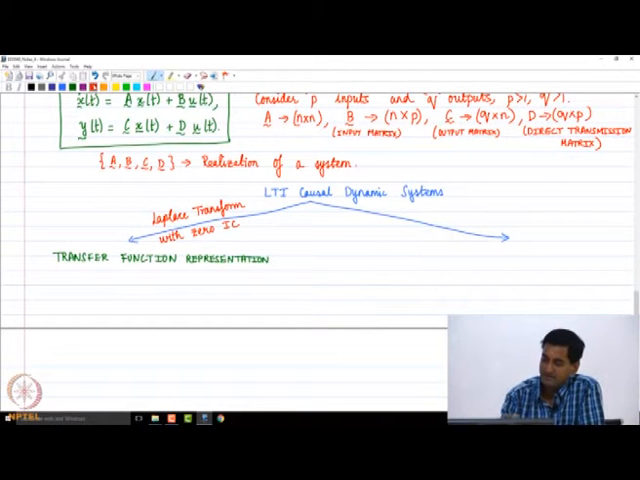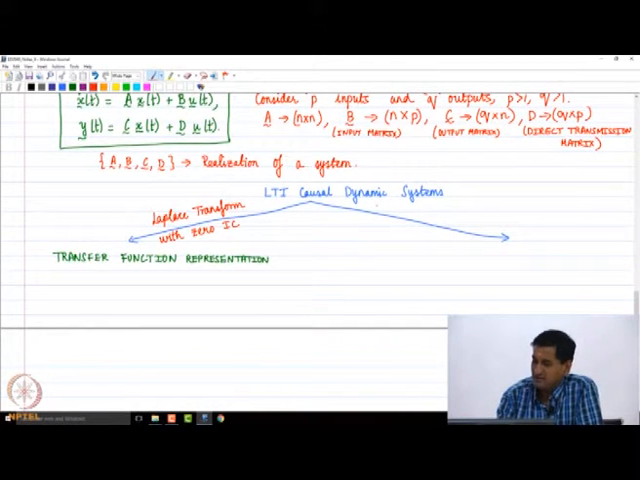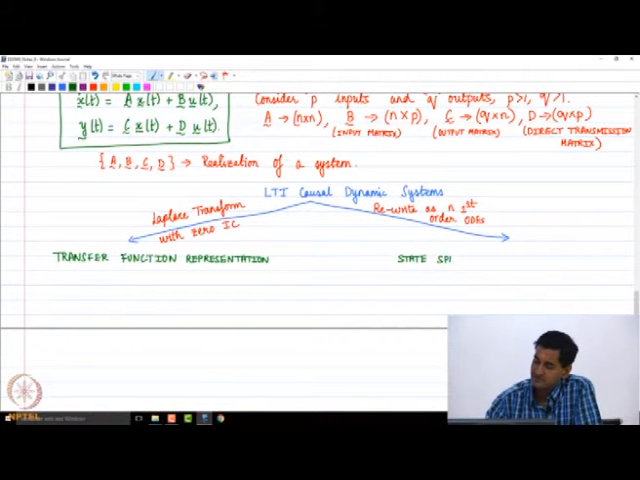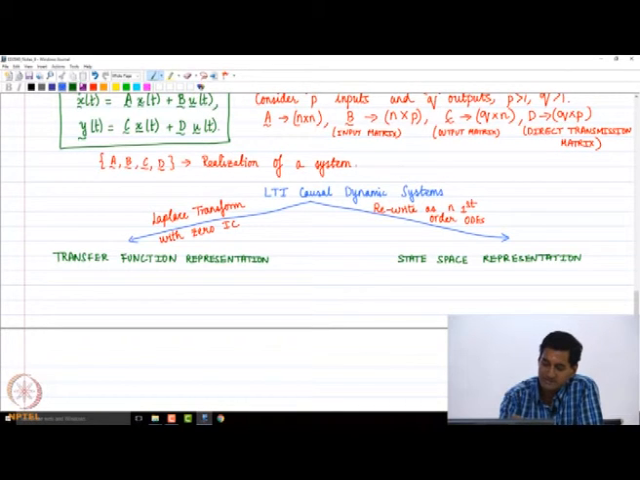Similarly, if we just rewrite it as n first order ODEs, we get what is called the state space representation, just from a bird's eye viewpoint. That is what we have if we rewrite in terms of first order ODEs.